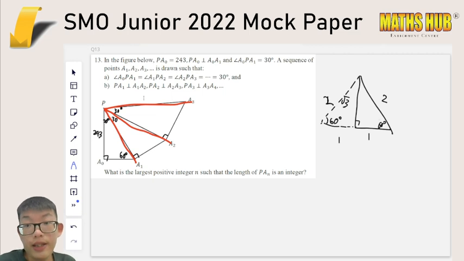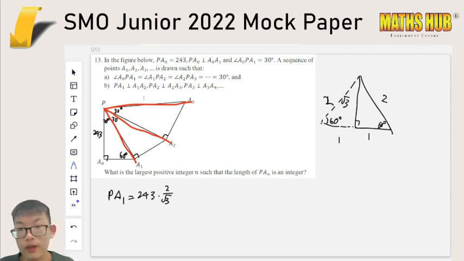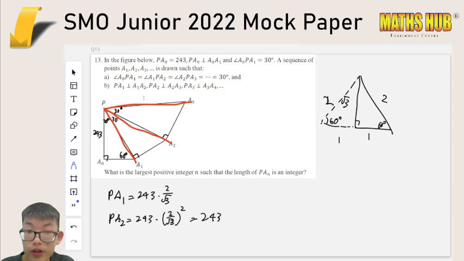Now this means that if this is 2, 4, 3, the ratio is square root 3 is to 2. So PA1 is going to be 2, 4, 3 times 2 over square root 3. But then PA2 to PA1 is in that same ratio, so it's going to be times 2 over square root 3 again. Which would be 243 times 4 over 3. This is going to be an integer since 243 is divisible by 3.